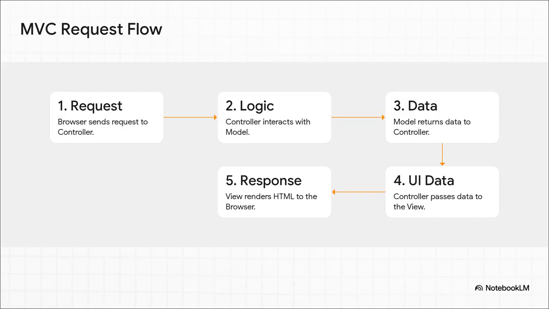So how's it work? Well, when you click something on a website, your browser sends a request to what's called a controller. The controller is kind of like the traffic cop. It figures out what you want, talks to the model to go get the necessary data, and then it passes all that information off to the view. And the view has one simple job: turn that data into the final web page you see. It's a really clean, predictable dance for every single request.